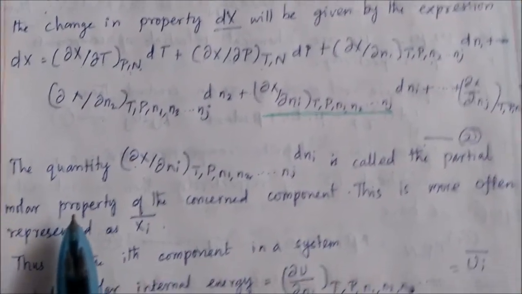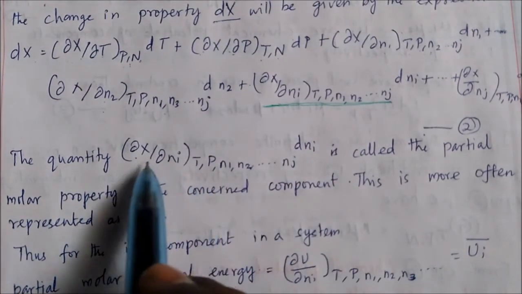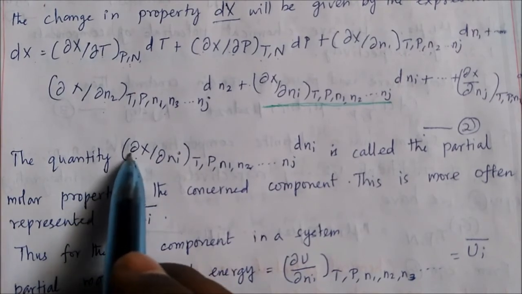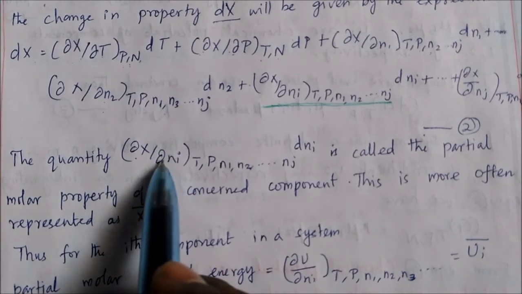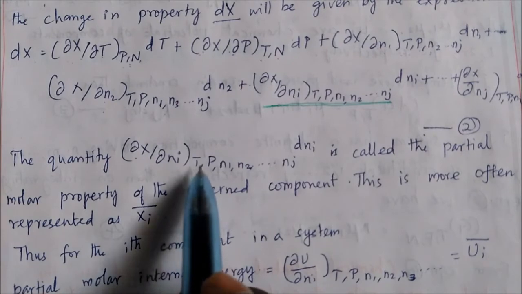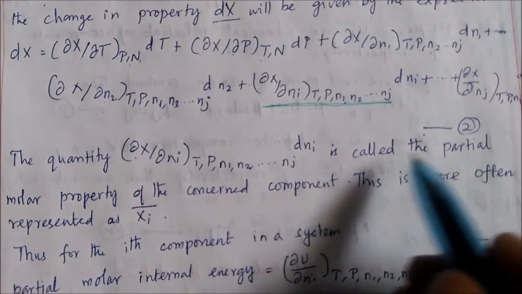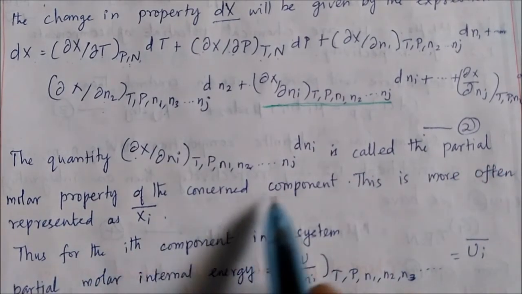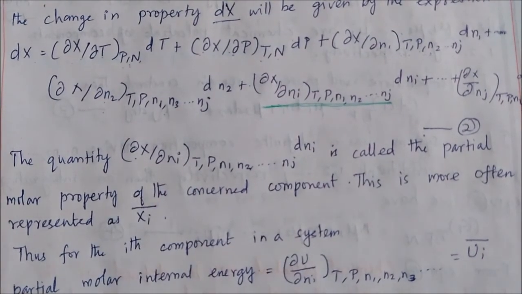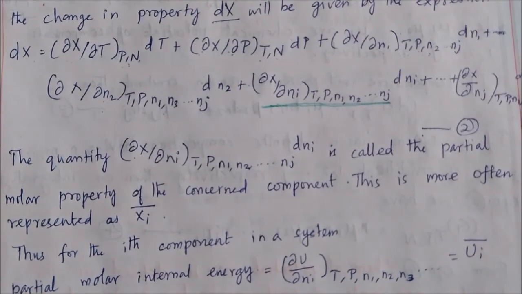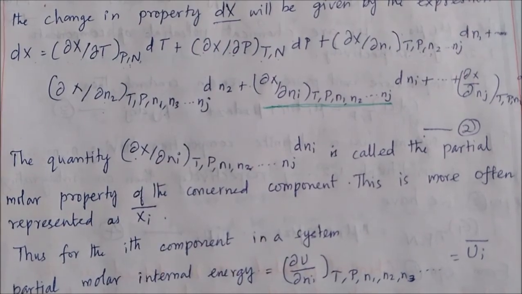Next we have the quantity dou x by dou ni. This is the partial differentiation of the property x with respect to dou ni, that is the partial change in ni at constant temperature, pressure, n1, n2 and so on, is called the partial molar property of the concerned component. So here the ni is the concerned component. This is more often represented with xi bar, clear.